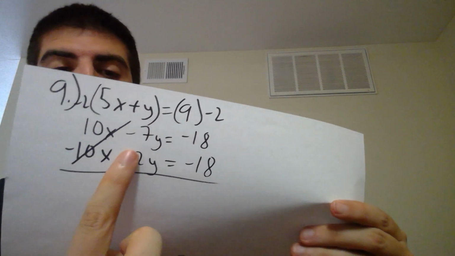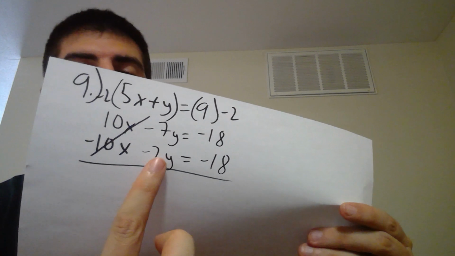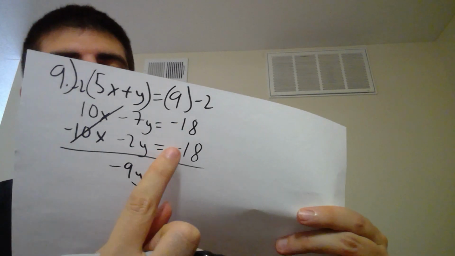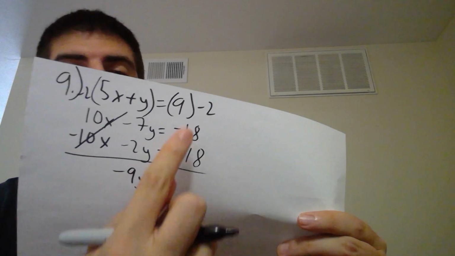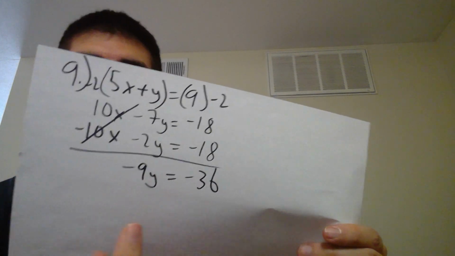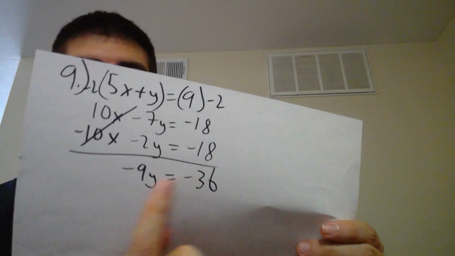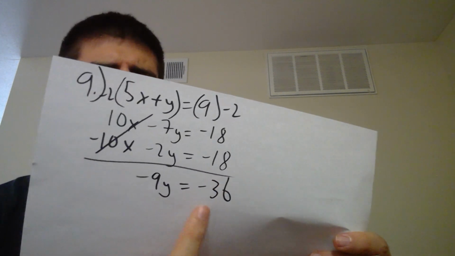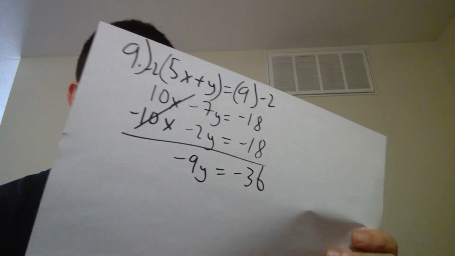Negative 7y minus 2y, or plus negative 2y, what have you, is going to be negative 9y. Negative 18, take away another 18, that's negative 36. Here recall from the notes in the last video, just divide both sides by negative 9. Anytime I divide negative by negative, I always get a positive, so y looks like it's going to be 4.